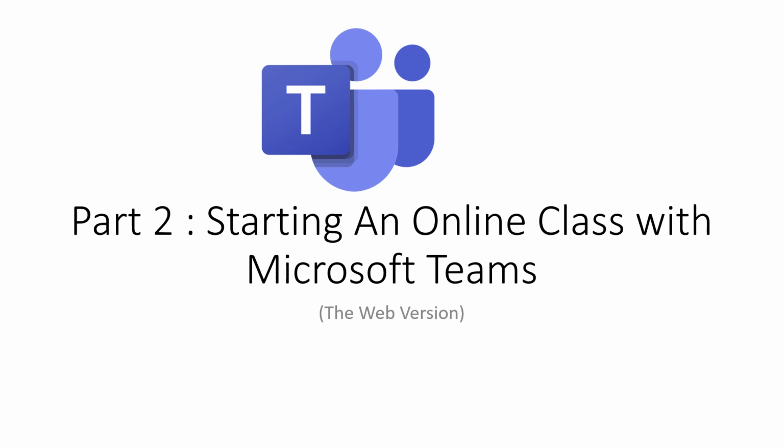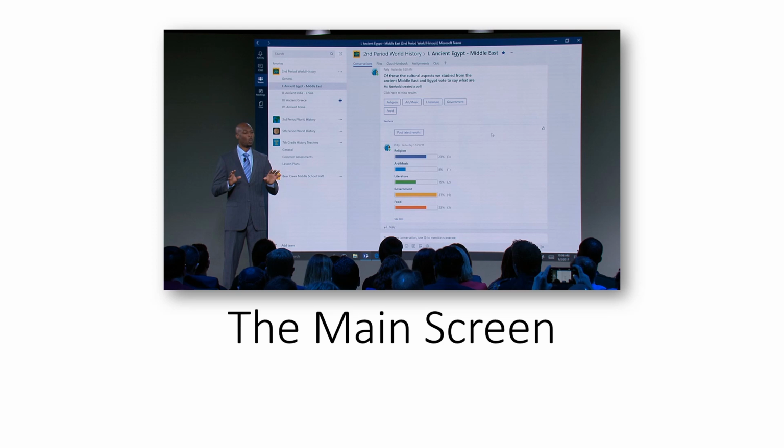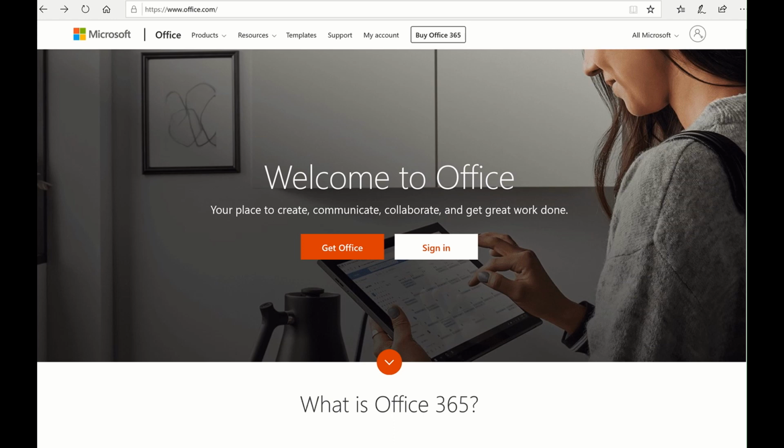And I'm going to start using the web version of Microsoft Teams. So we have to go to www.office.com. Okay, so this is an extension to the final slide of the part 1 video. Okay, so let's move on. Right now I'm at www.office.com. So just click sign in.